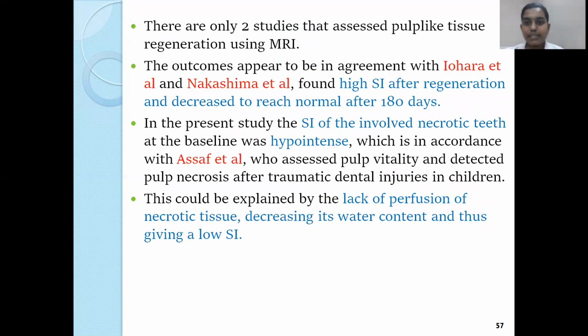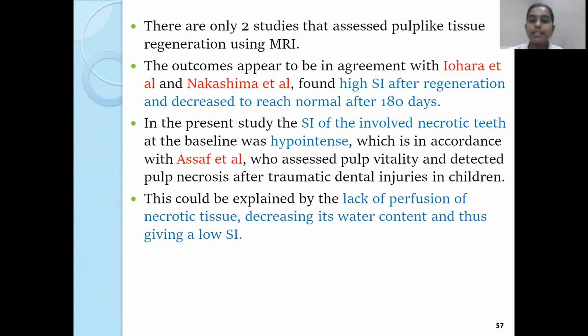There are only 2 studies that assessed pulp-like tissue regeneration using MRI. The outcomes appear to be in agreement. Iohara et al. and Nakashima et al. found high signal intensity after regeneration, which decreased to reach normal after 180 days.